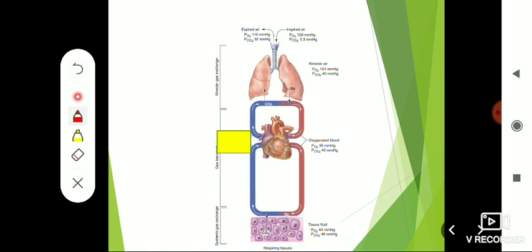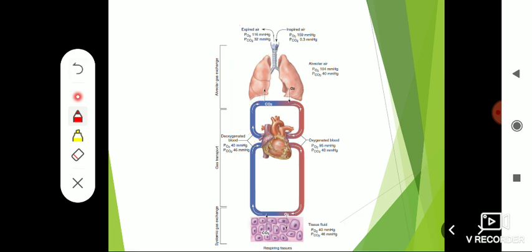Now it is exchanged at the capillaries. So venous blood will be rich in CO2 and poor in oxygen. So you can see this is the calculation, and that is being expired. So expired air will have a partial pressure of CO2 of 32 mm of mercury.